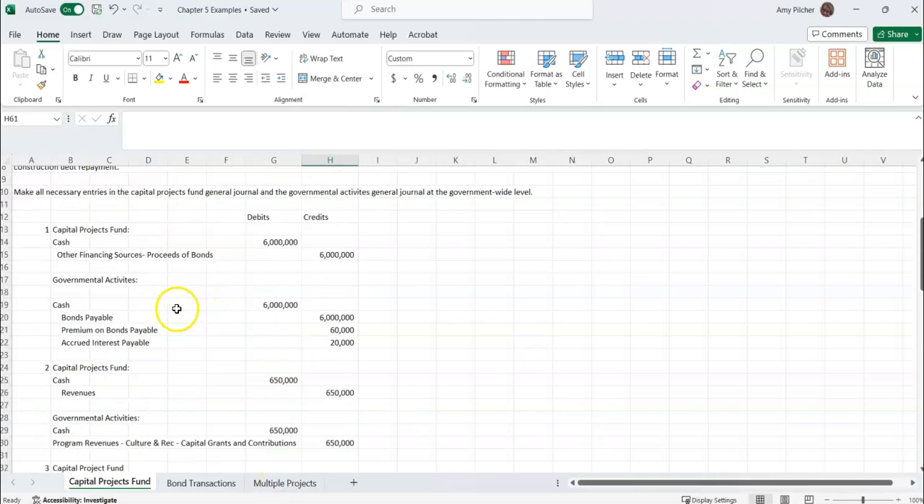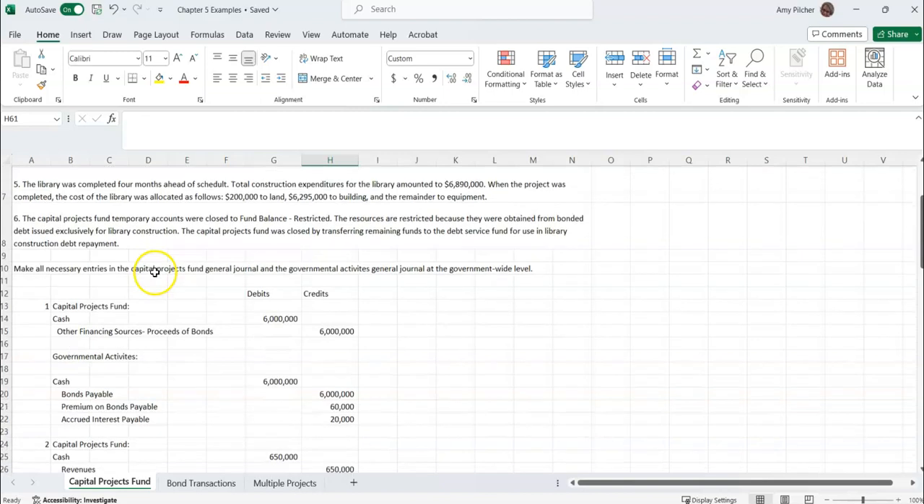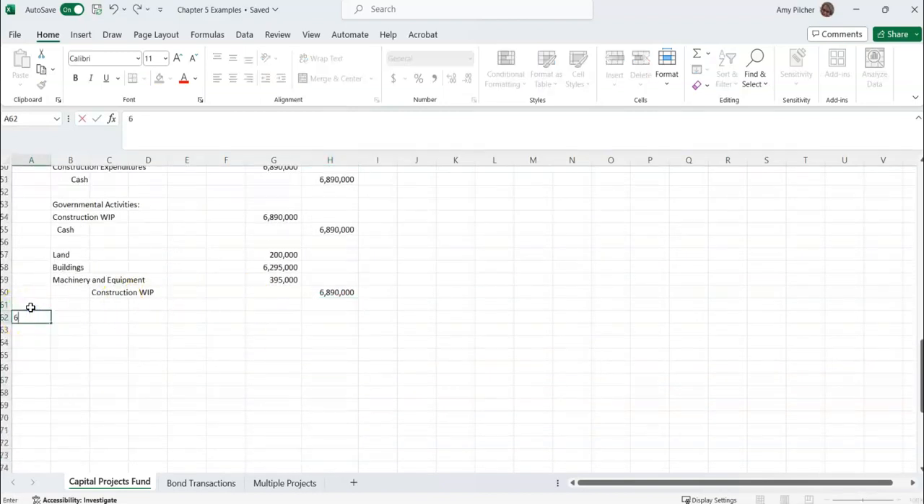Okay. And then the last transaction, transaction 6, we're going to close that project to our fund balance restricted. The resources are restricted because they were obtained from a bond issue exclusively for this project. Then we're going to be looking at moving things into the debt repayment and preparing to repay the bonds. Okay, so we're going to close our revenue and expense accounts.